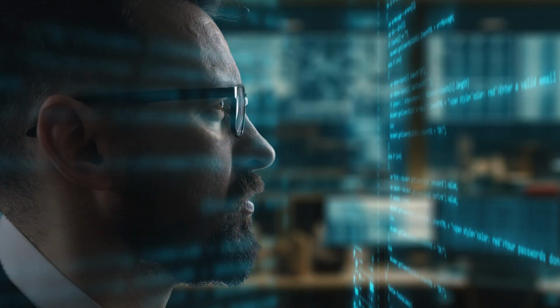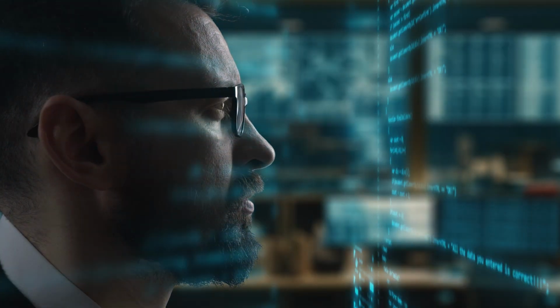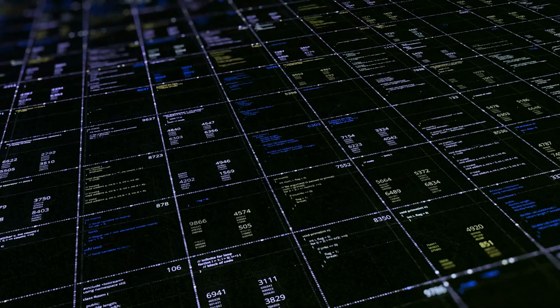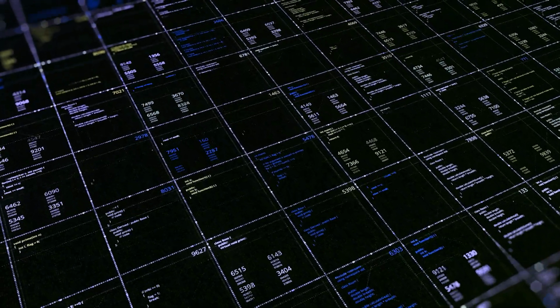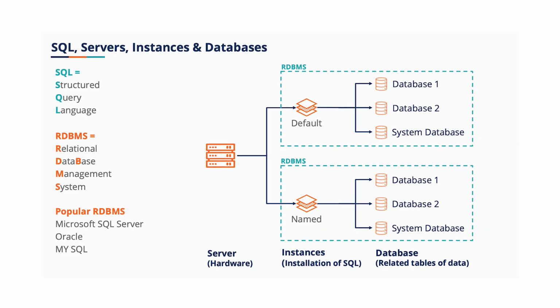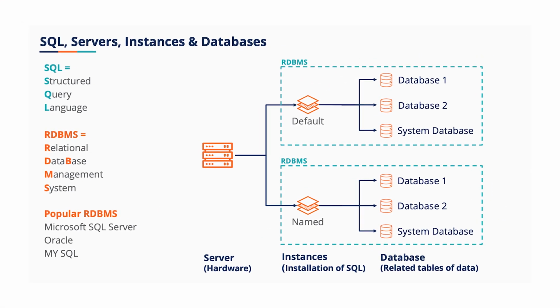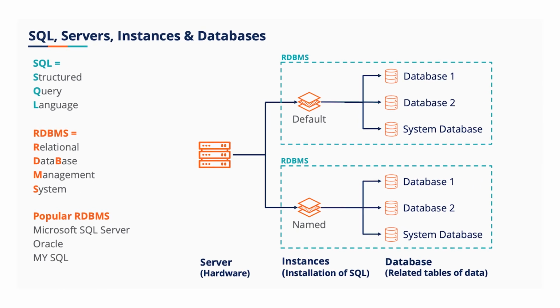The introduction about SQL database. Let's set the stage with a closer look at why SQL databases are so integral. In a data-driven world, the ability to efficiently manage, retrieve, and manipulate data is paramount. SQL databases provide a structured and organized approach, making them the backbone of countless applications.